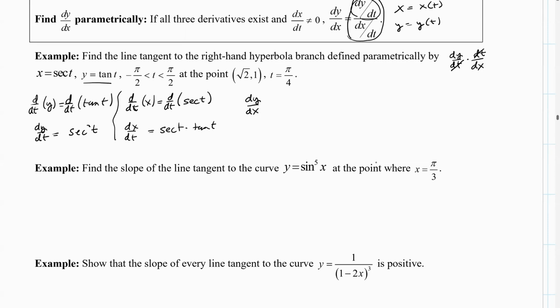So what is dy/dx, the slope of the tangent curve? It's going to be secant squared t over secant t tangent t. And if you're into cleaning up, this turns into secant over tangent.